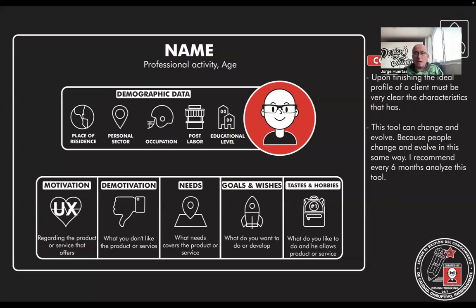So from time to time, I need to check how everything is going and how I can make it a better experience. This tool can change and evolve as the person does, and I recommend that every 6 months you try to analyze and watch if there's a big change. For example, yeah, it's very important because we keep evolving.